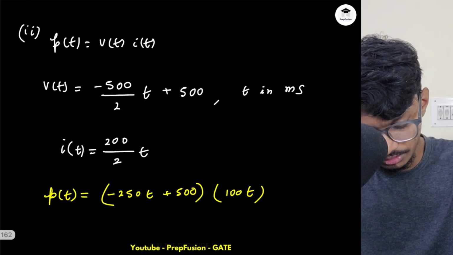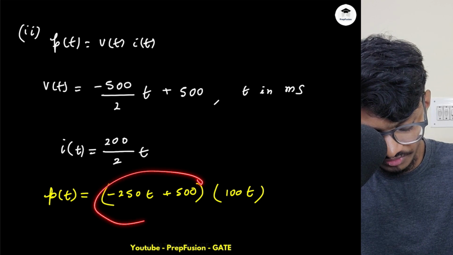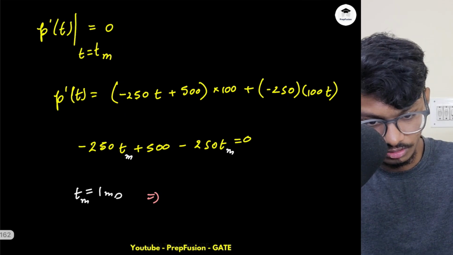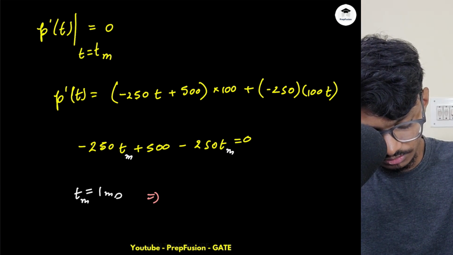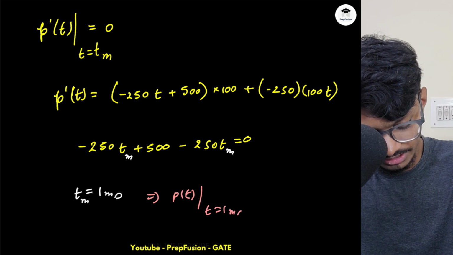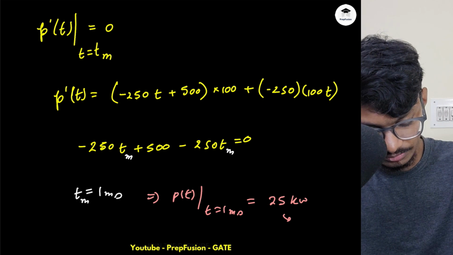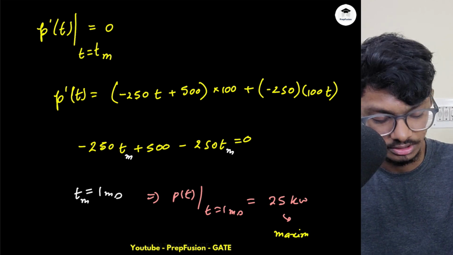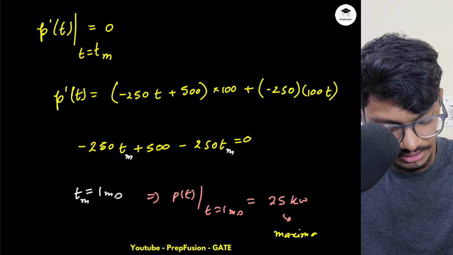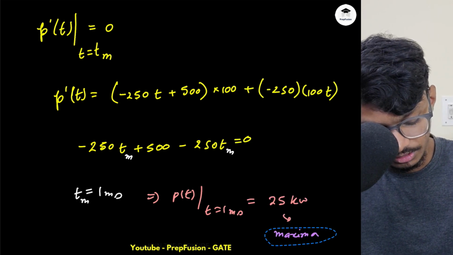So if I put t equals 1 millisecond in this expression, what will I get? This will be 250 and this will also be 100, so in total I will get 25 kilowatts. So P of t at t equals 1 millisecond is equal to 25 kilowatts, and this will be the maxima power. As I am getting only one value, you can make sure with the double derivative that it is the maxima only, not the minimum. Obviously it will be maxima, but you can check for yourself. So this will be the maximum value.